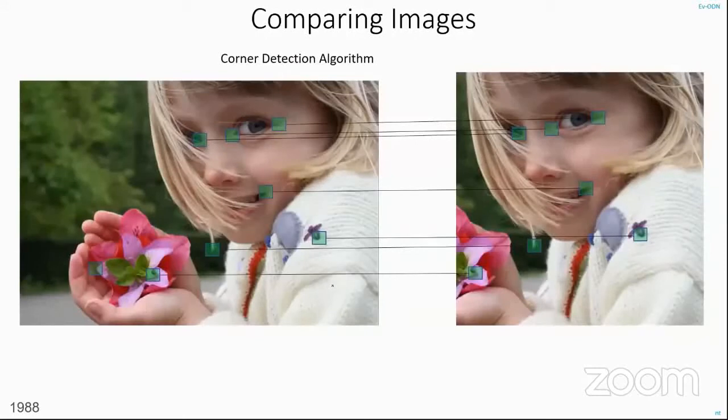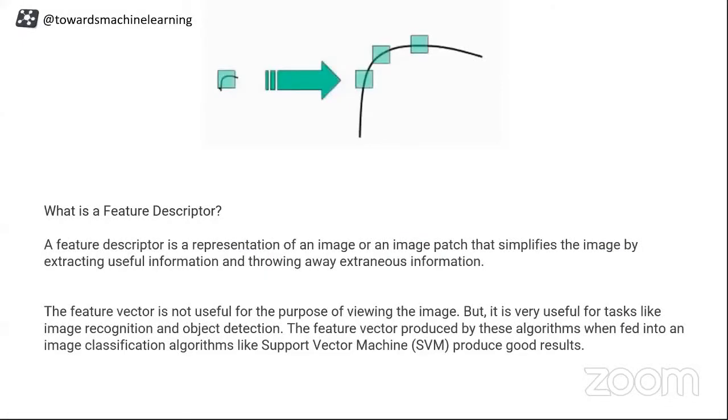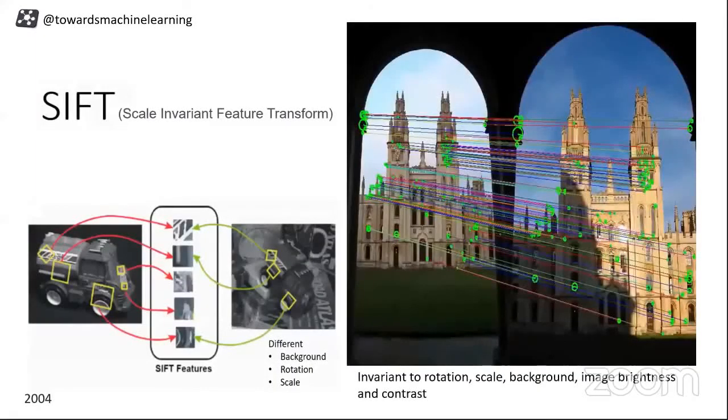These are like the backbones of our object detection algorithms. They have supported us. After that, we have some advancements as well, and those are feature descriptors. So let's move on to feature descriptors. What are these? One of them is known as SIFT, scale invariant feature transform.